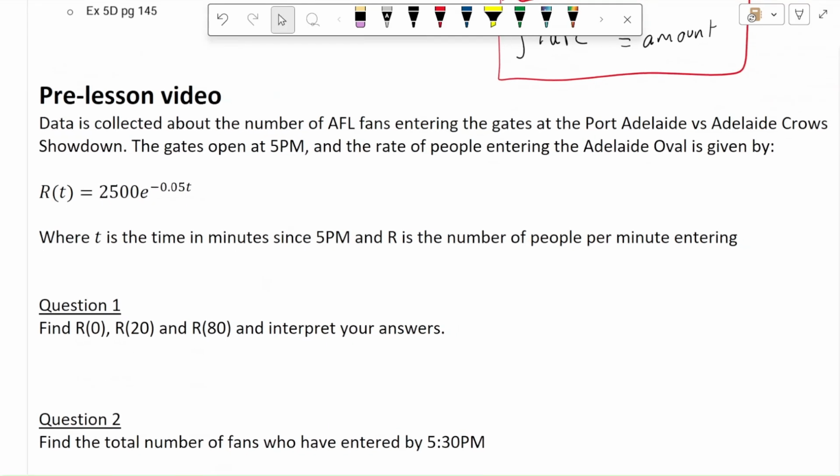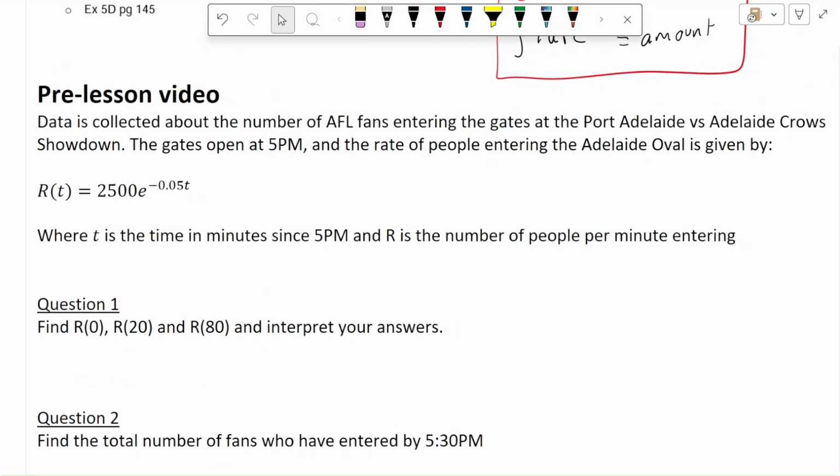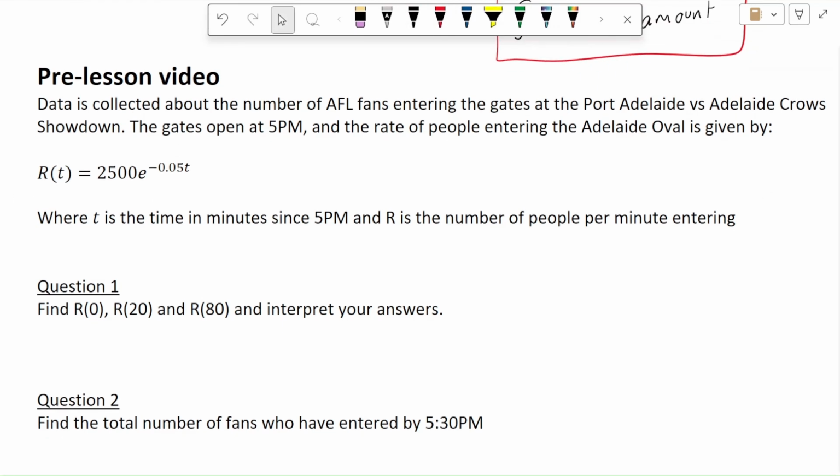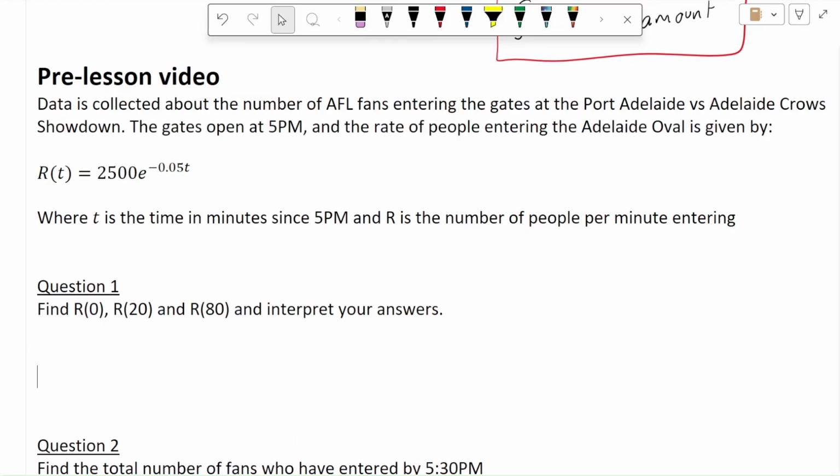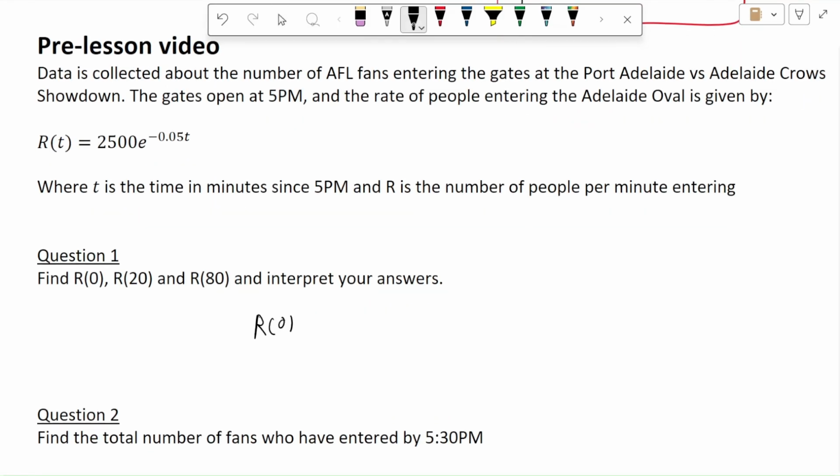Alright, data is collected about AFL fans entering the showdown between Port and the Crows. So we've got this function for the number of people entering the stadium. We want to find those three values and interpret our answers: R0, R20, and R80. So what we want to do is graph this.